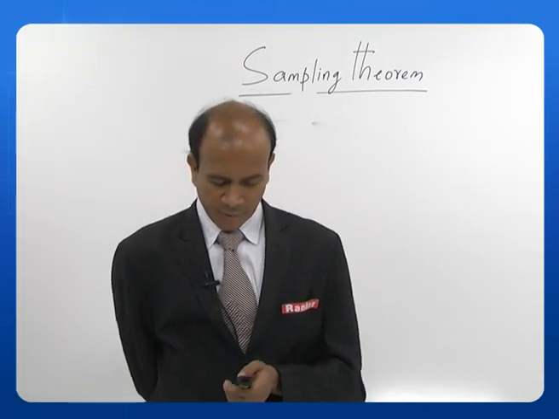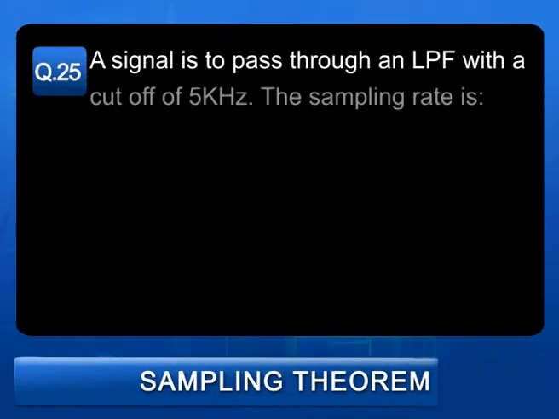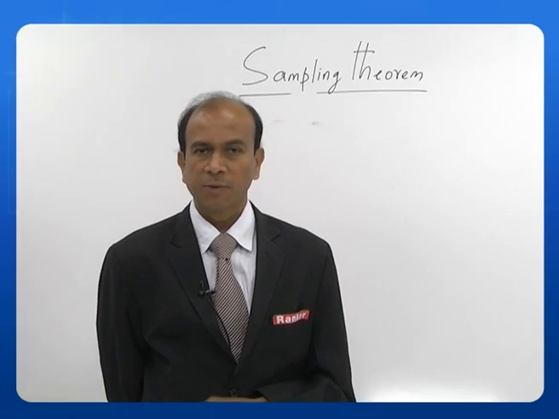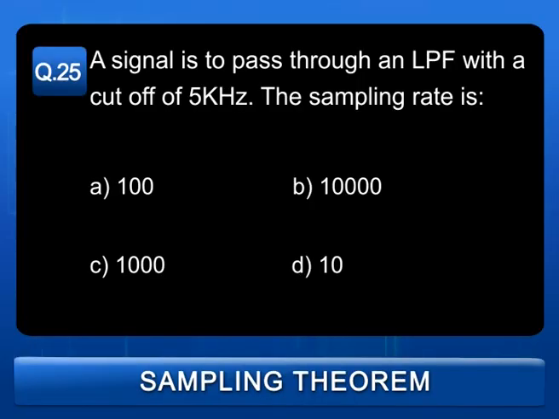Let us see question number 25. A voice signal is to pass through a low pass filter with a cutoff frequency of 5 kilohertz. The sampling rate is A 100, B 10,000, C 1000 and D 10. The answer is 10,000, we have to calculate. The answer is B.